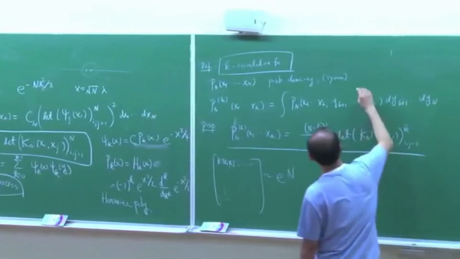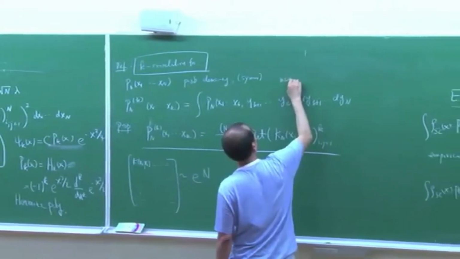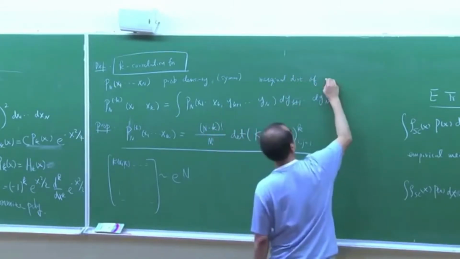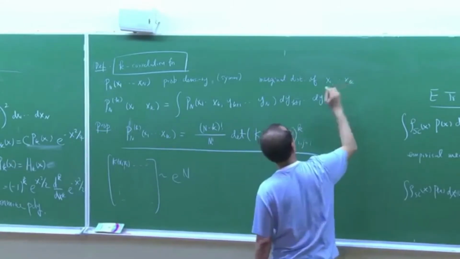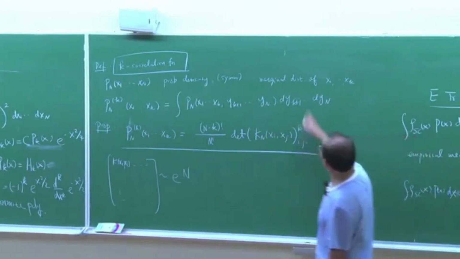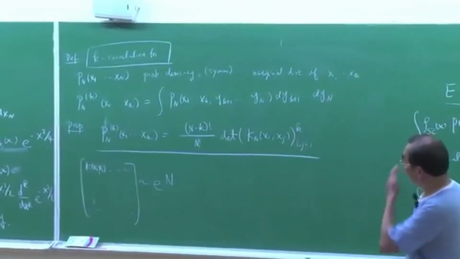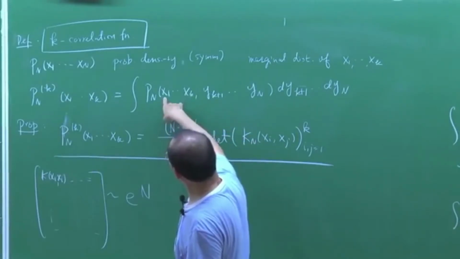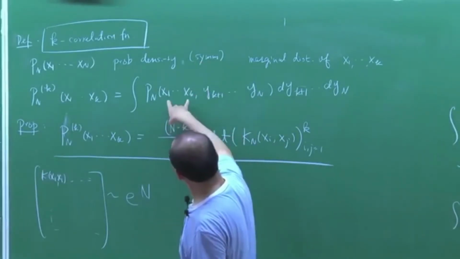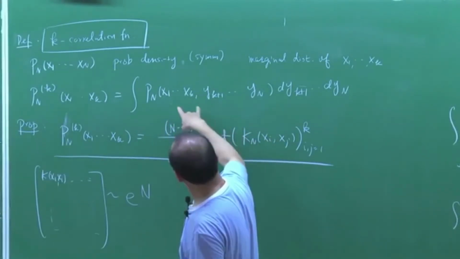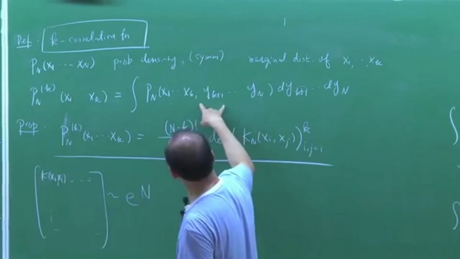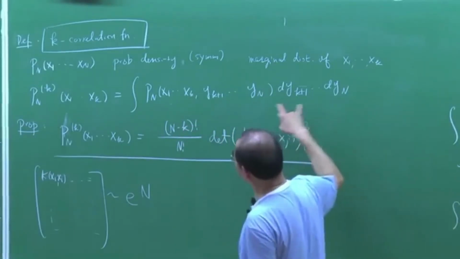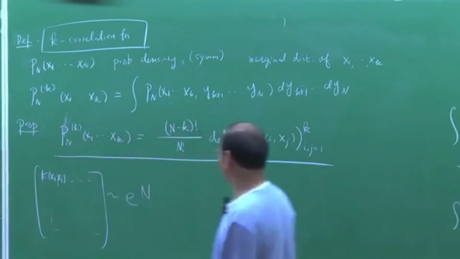So roughly speaking, this is the marginal distribution of x1 to xk. So you consider the marginal distribution of the k particles. And what you do is you fix k of them. Here I fix the first k of them. Because it's symmetric, I only have to fix k of them. It can be in any place because it's symmetric; I can move them to the front. And then I integrate everything else. Then this is the marginal distribution of k particles.